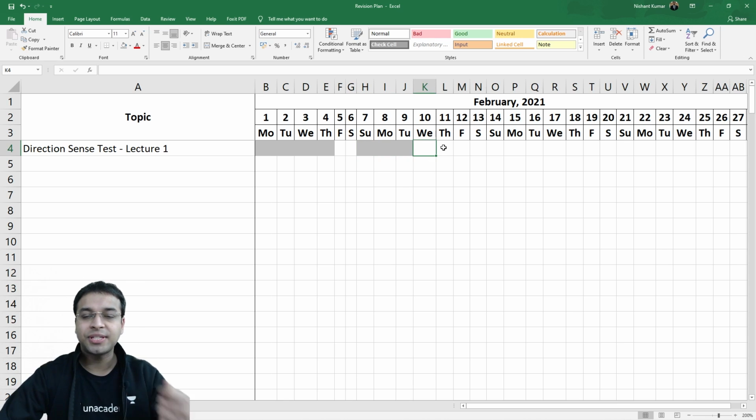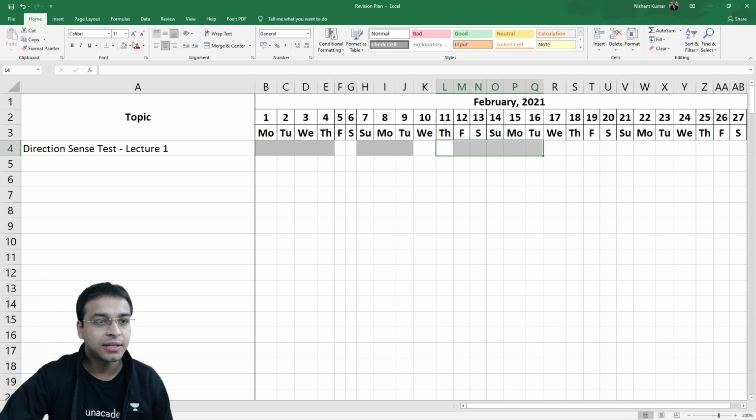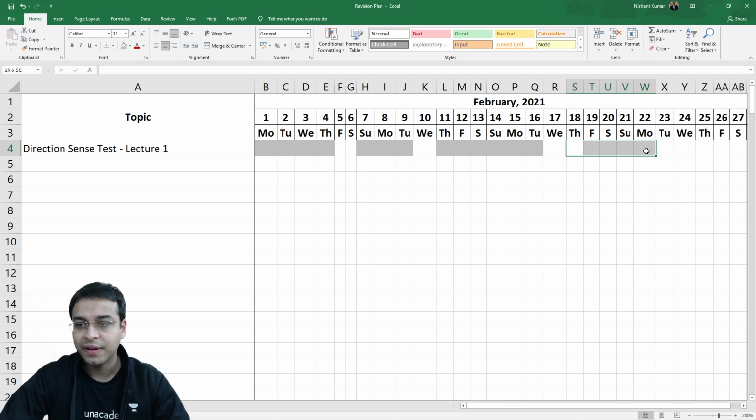And every subsequent revision will happen after every 6 days from the 10th day, right? So 1, 2, 3, 4, 5, 6, you leave these, and on the 7th day you're going to revise. Then again 1, 2, 3, 4, 5, 6, you're gonna color these, and then 24th Feb you're going to revise.